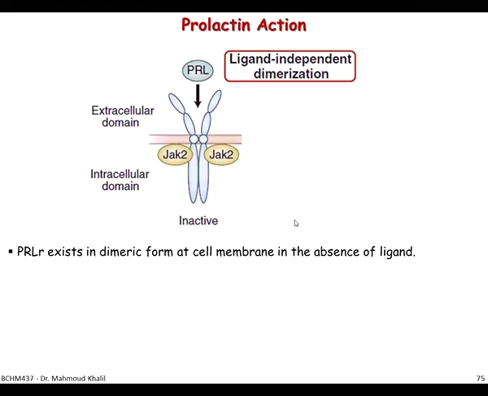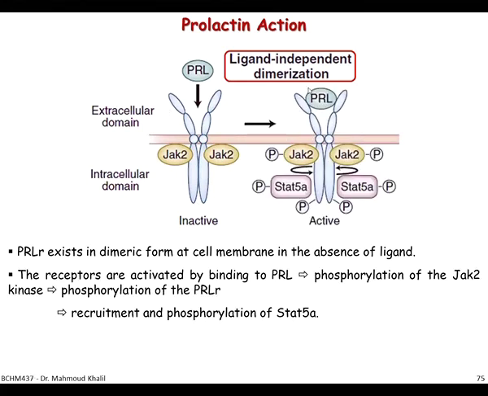In the second mechanism, which is the ligand independent, you can see that prolactin reaches the receptor, and now the receptor is already dimerized. So that's why this dimerization is independent of the ligand. So the receptor already exists in the dimeric form on the cell membrane of the target cell in the absence of ligand. And in this case, it is still inactive. Once again, the prolactin binds now to the dimerized receptor. It will induce the same process of events until having the STAT5A being phosphorylated.